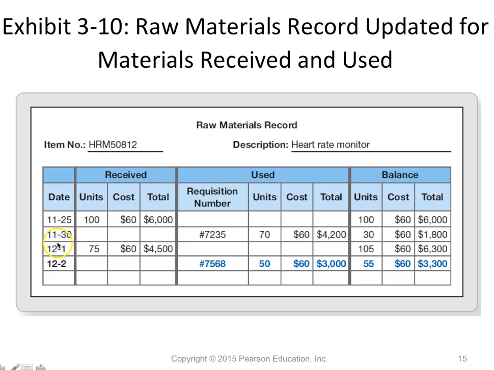We only look at December here. On December 1st we received all these, and on December 2nd we started job number 603. Then we have requisition number 7568, units here, cost here, and so on. So the balance will be: we have a previous balance here, and then we have this balance.